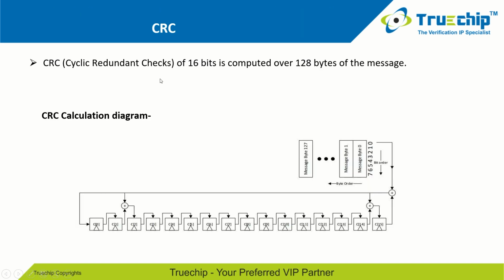Now, let's have a look at the CRC computation, which is also called cyclic redundancy check, which is 16 bits that is computed over 128 bytes of the message, or we can say for each 256 byte packet, there will be 4 bytes of CRC that will be added by the adapter layer.